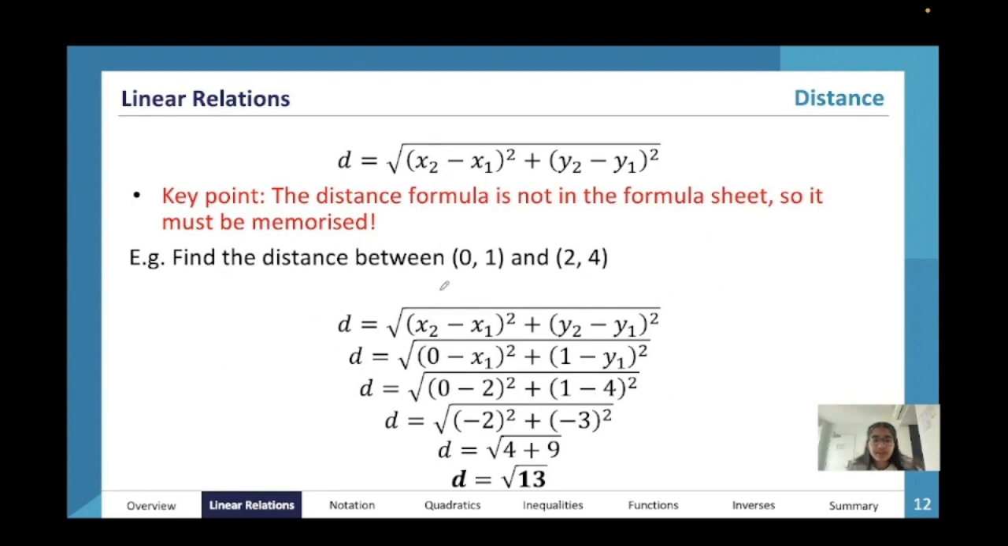So an example: find the distance between 0, 1 and 2, 4.